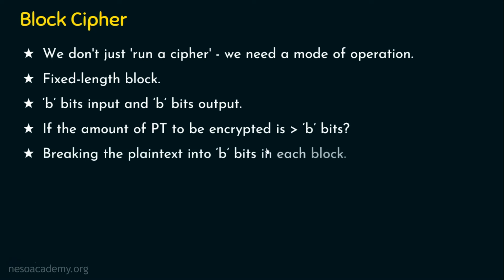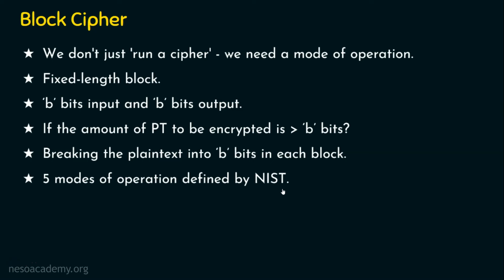So we want to break the plain text into B bits in each block, because that encryption algorithm is going to take B bits input. For example, AES takes 128 bits input, here B is equal to 128. Since we are in the need of encrypting a plain text which is greater than B bits, obviously we need modes of operation, and there are 5 modes of operation defined by the National Institute of Standards and Technology. What are they? Let's see that shortly.